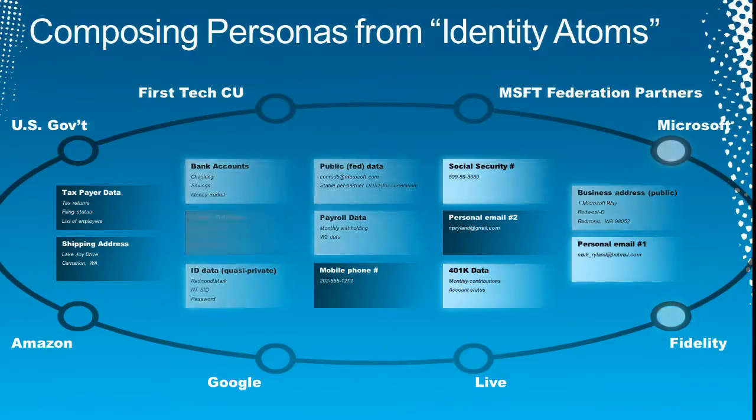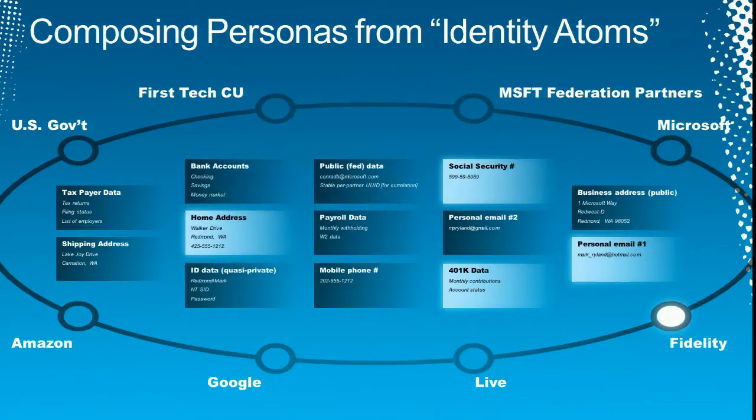Now let's move on to another digital identity. So Fidelity. They also have some of this data. They have my 401k information. They have my personal email. They probably have my work email too. They have my home address. Microsoft should have had that as well. I made a little mistake. You can see where I'm going with this.